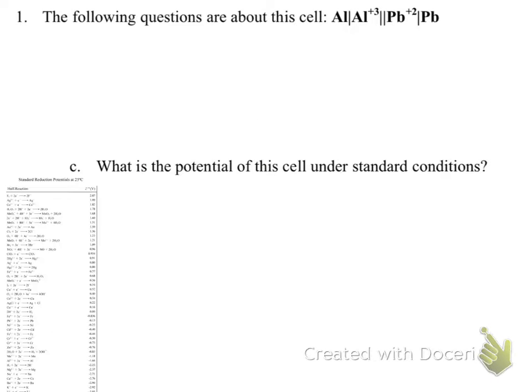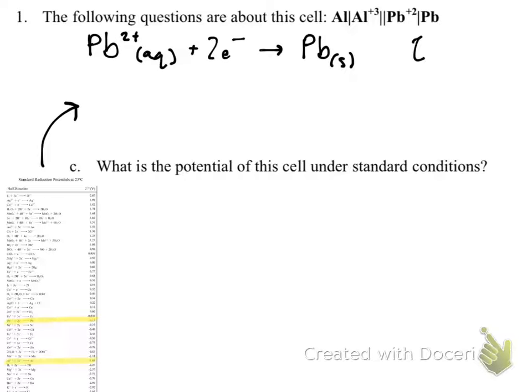Okay, so for the last part, we have the potential of this cell under standard conditions. So we're going to actually use the potential list over here. I know it's really tiny, so you guys might not be able to see it, but I'm going to highlight and rewrite the charges we're going to be using. So that's our chart, and those are our two charges. We're going to have these.